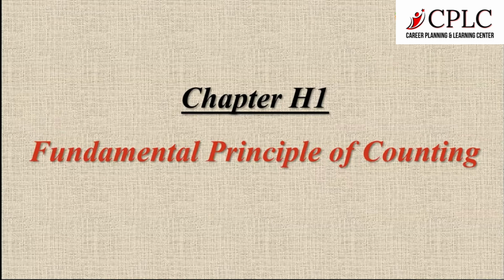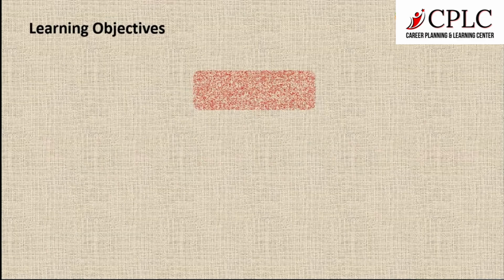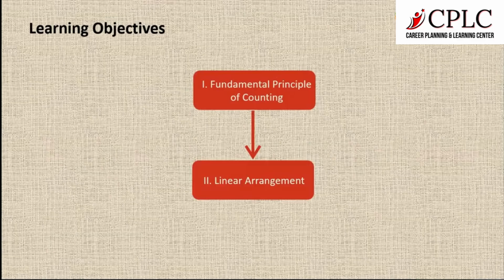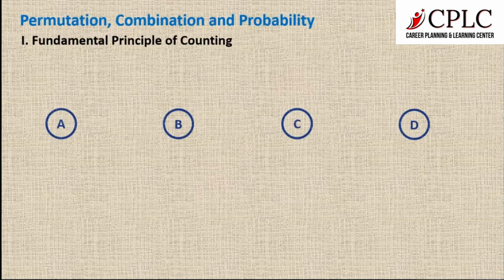Module, which is chapter H, which is entirely about permutation, combination, and probability. So in this particular part, the first topic H1 is basically the fundamental principle of counting. So let's explore what we are going to study here. The first part will be some ideas related to the fundamental principle of counting, and the second part will be an introduction to linear arrangement with respect to permutation and combination. So let's start with this.